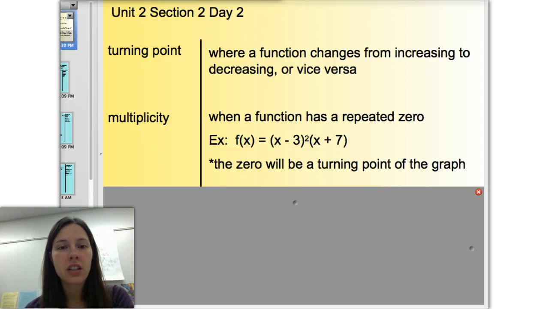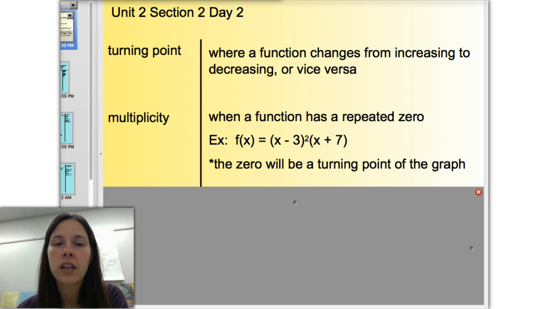So today we have a lot of material to cover. We're going to start with looking at graphs of functions, a couple of vocab words, so if you want to pull up your vocab sheet. We've got turning points. This is where a function changes from increasing to decreasing, or where the graph turns.